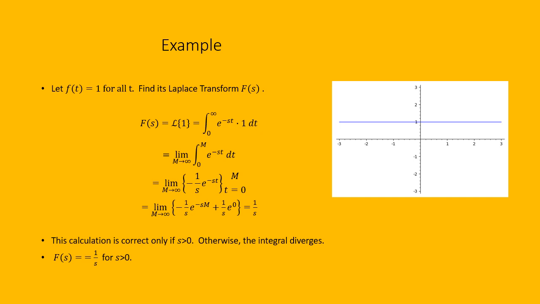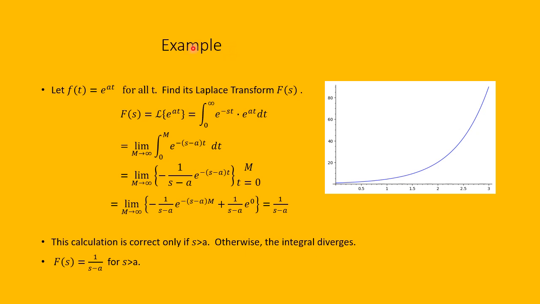So what we saw is this calculation holds only if s is greater than 0, because that's when this first term will go to 0. Otherwise, this integral diverges. So what we have then is the Laplace transform, capital F of s, is equal to 1 over s for s greater than 0.